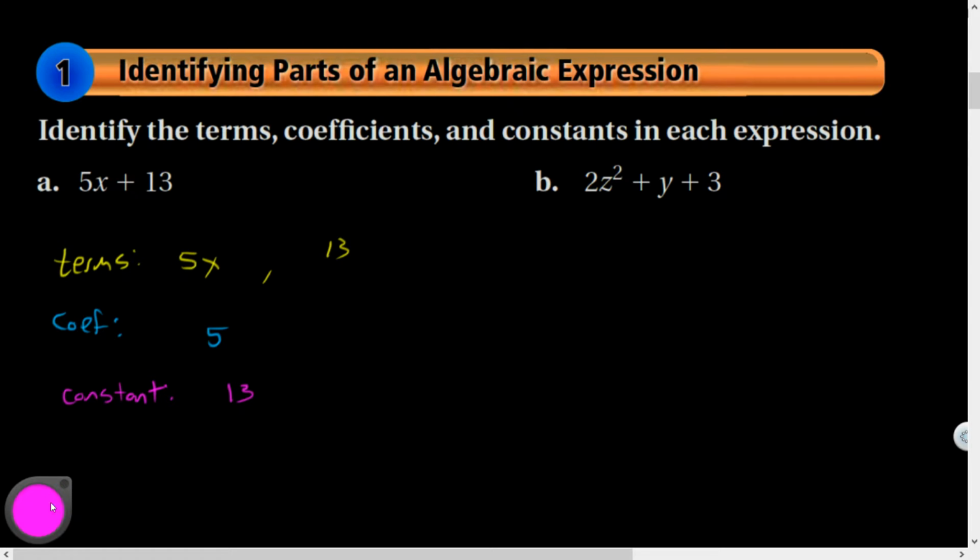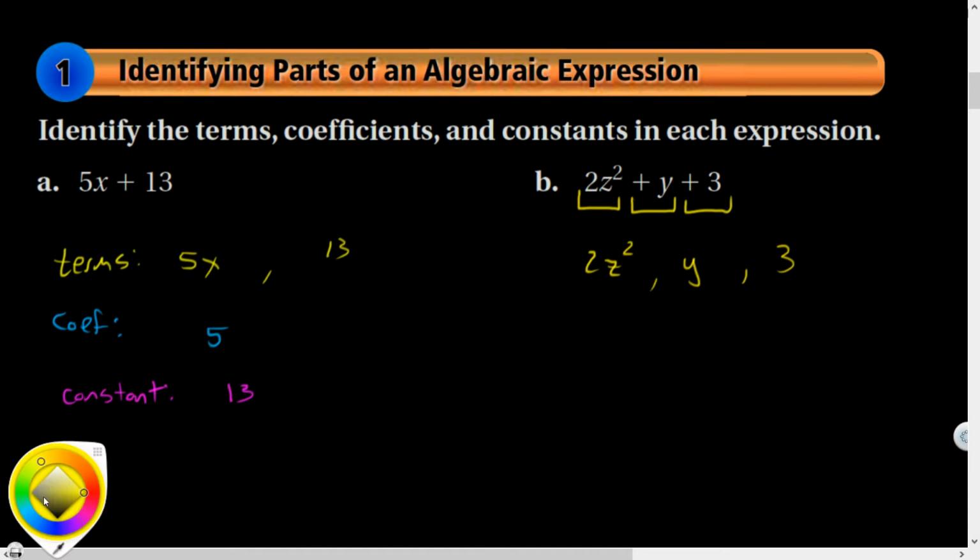How about over here? What are our terms for this part B? 2z squared. The exponent is still part of that term. Another term, what do you guys see, Cameron? What's another term in this? y. And Cameron, last one? 3. So this has 3 terms. Terms are going to be separated by plus or minus signs.